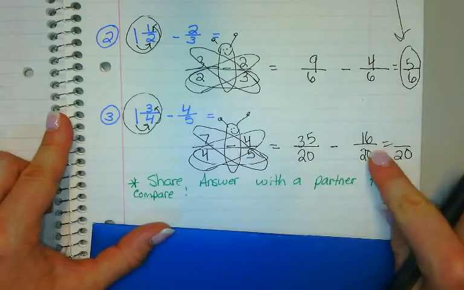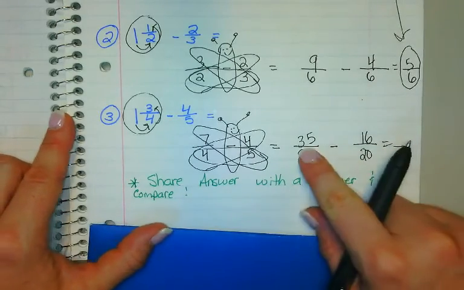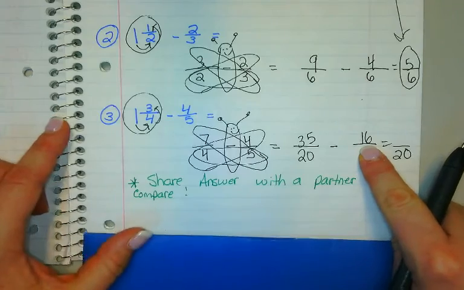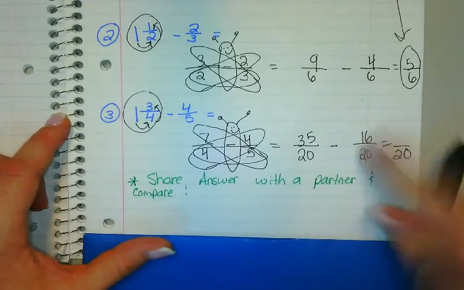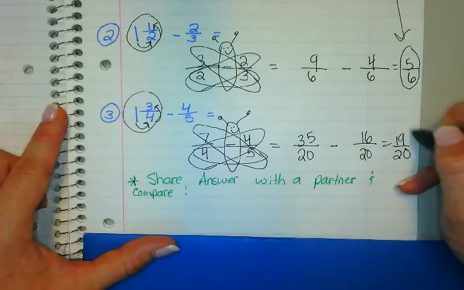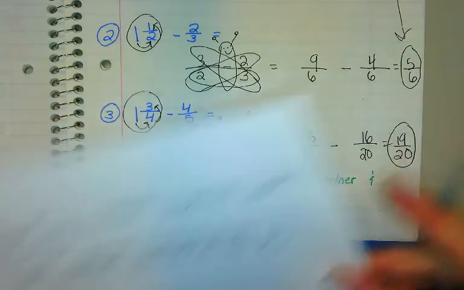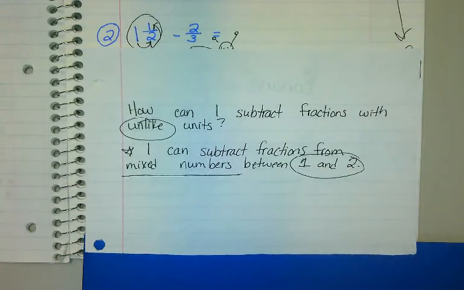Well, 35 minus 16. 35, take 10 away. That's going to be 25. 25, take 6 away. That's going to get me 19 over 20. So boys and girls, banana, that is how you can subtract fractions with unlike units and how you can subtract fractions from mixed numbers between 1 and 2.